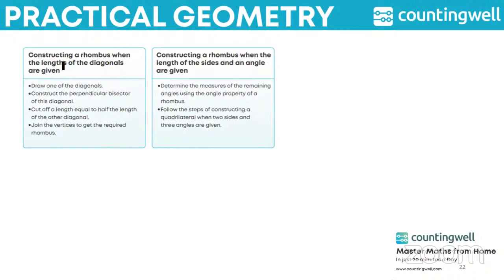While constructing a rhombus when the lengths of diagonals are given, you have to draw one of the diagonals, take the perpendicular bisector, cut off the length equal to half the length of the other diagonal, and join the vertices to get the required rhombus. For constructing a rhombus when the length of the sides and an angle are given, you have to determine the measure of the remaining angles using the angle property of a rhombus. Opposite angles will be equal. Then you will follow the steps of constructing a quadrilateral when two sides and three angles are given.